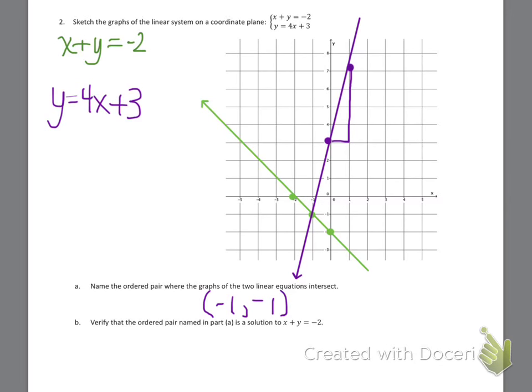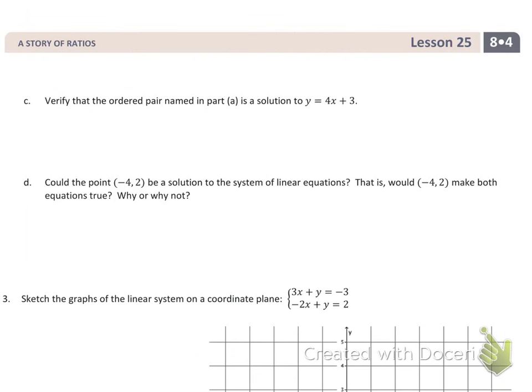Verify that the ordered pair in part A is a solution to x plus y equals -2. Well, -1 plus -1, that's just plugging it right into this equation. -1 plus -1 equals -2. And it does. So it checks out for that one. We'd already used that point for that graph there. Okay, let's continue looking.